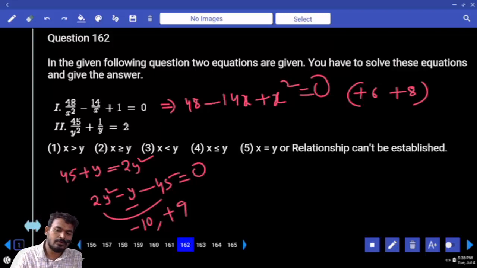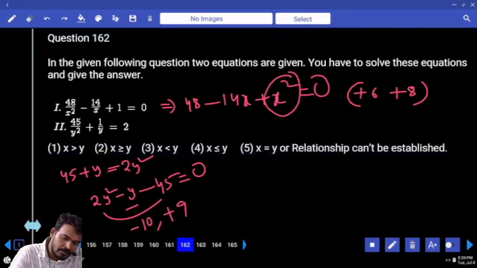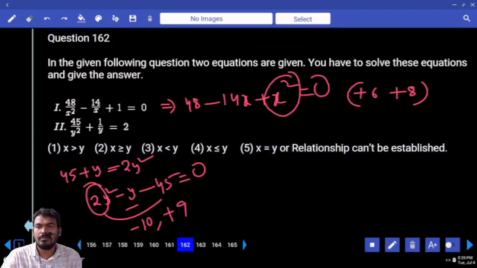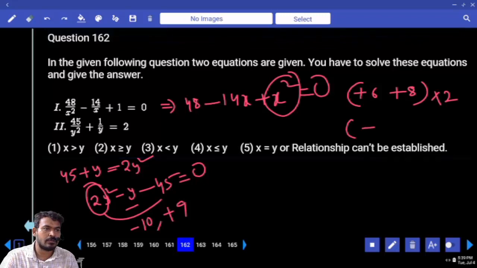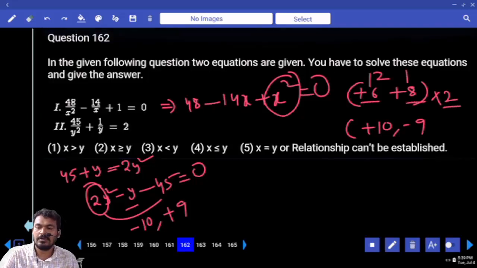Okay. What is the coefficient of x square? 1. But coefficient of y square? 2. Means x roots are multiplied by 1 time but y roots are multiplied by 2 times. What are the y final roots? Plus 10, comma minus 9. 6 to the how much? 12. 8 to the 16.